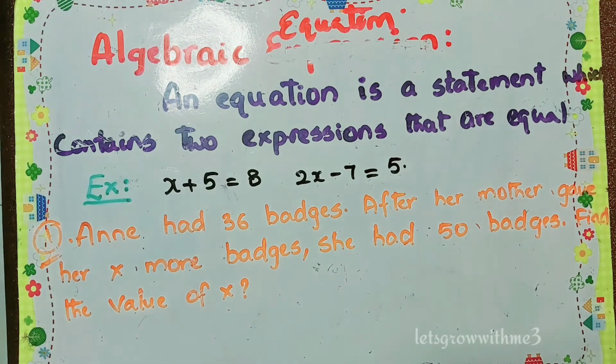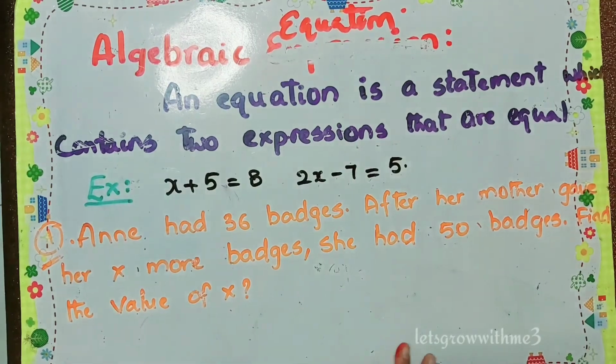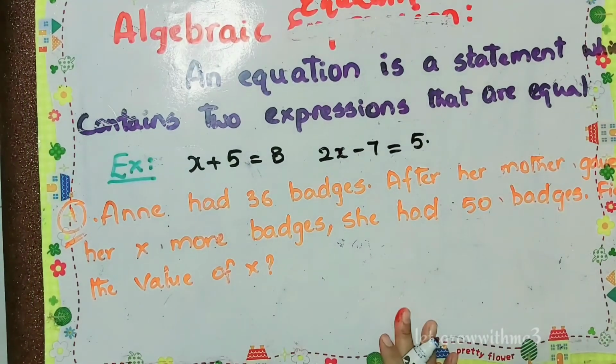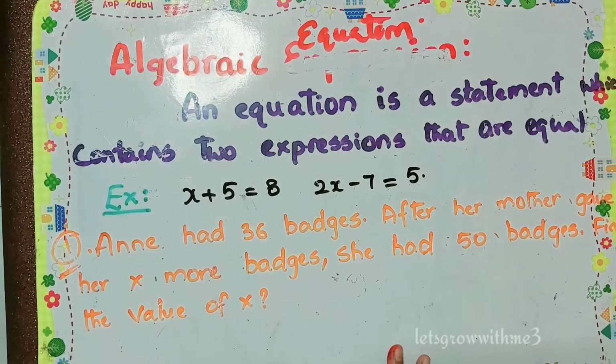So in simple terms, we will have the equal sign. Here x plus 5 is equal to how much value? Which is 8. So both expressions are equal. Now let's see one example of how we are going to solve an algebraic equation.